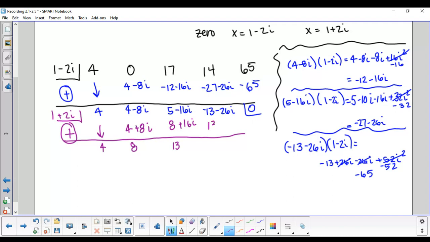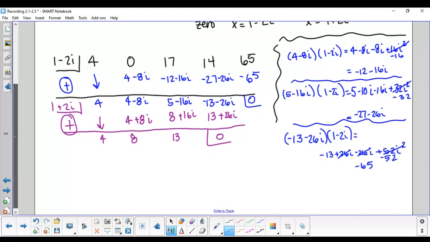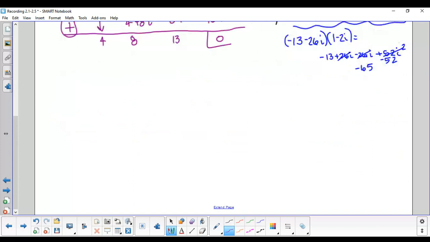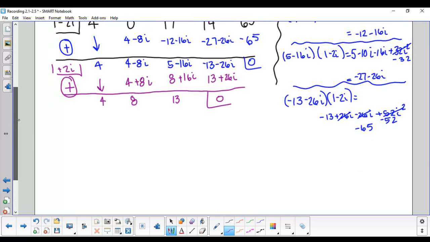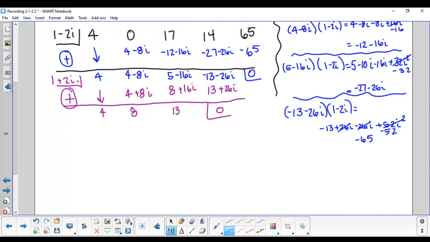13 times 1 is 13, and 13 times 2i is positive 26i. Hey, that adds to 0. Look at that. It did work out. And the second round of it was much easier. So now that we are to the point where we've successfully identified 2 of our zeros, what's happened is we've now broken this down to a point where we have a quadratic left. This is 4x squared plus 8x plus 13.